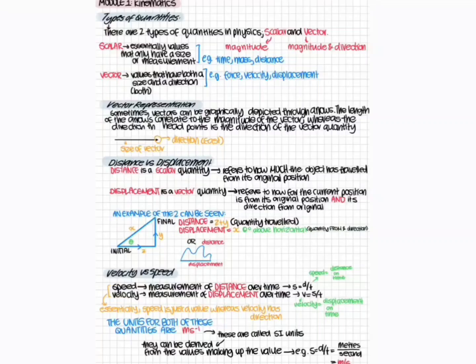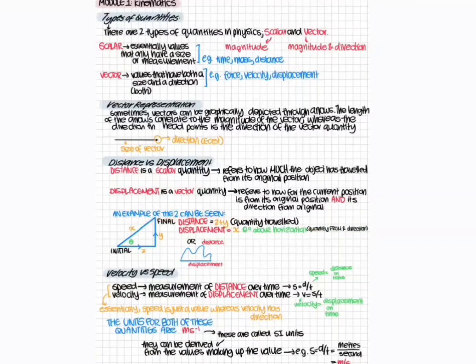So earlier I mentioned distance versus displacement. So I said distance is a scalar quantity, which means it only has magnitude. Distance refers to how much the object has traveled from its original position. Displacement, the vector quantity, has a magnitude and a direction. And this basically refers to how far its final position is from its initial position. So we have an example of the two below.